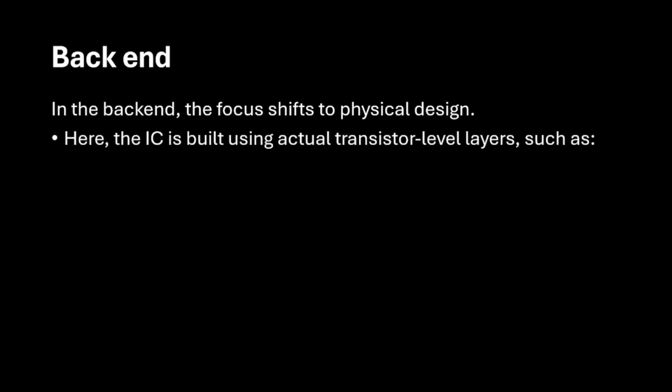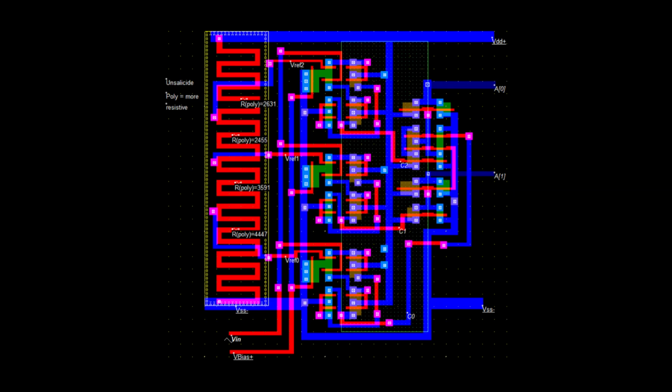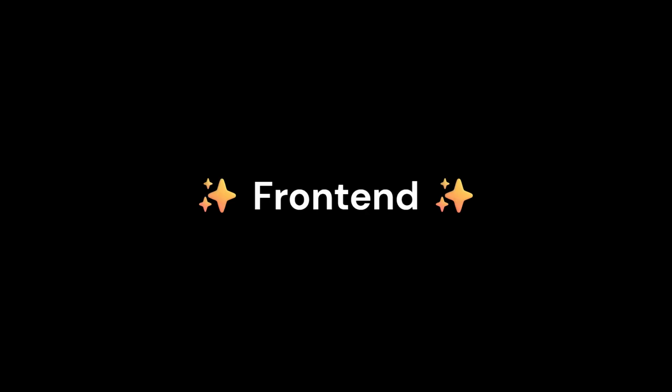Here the IC is built using actual transistor level layers, such as diffusions, polysilicon layer, metal layer. And if you have some knowledge of VLSI, you might already know that most transistors are built using these layers. So the designs created in these physical layers are called layout diagrams. And we'll see about these in another series, but this particular series mainly focuses on Verilog and front end.